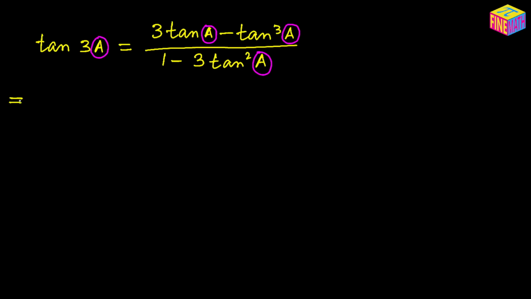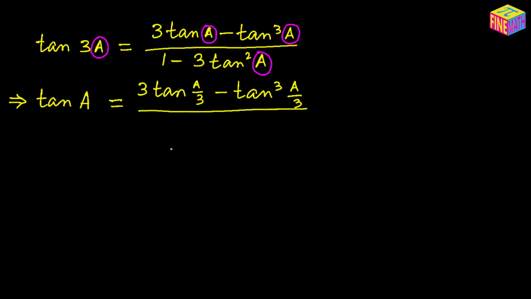Well, the left hand side will become tangent of A, because it is tangent of 3 times, and I'm going to replace A by 1/3 of A. And with this substitution, you can see that this 3 and this 3 will cancel each other. So we are just left with tangent of A. So we can write it as tangent of A, and that will be equal to 3 times tangent of 1/3 of A minus tangent cubed of 1/3 of A divided by 1 minus 3 times tangent squared of 1/3 of A. And that is how we can express the value of tangent of A in terms of 1/3 of A.